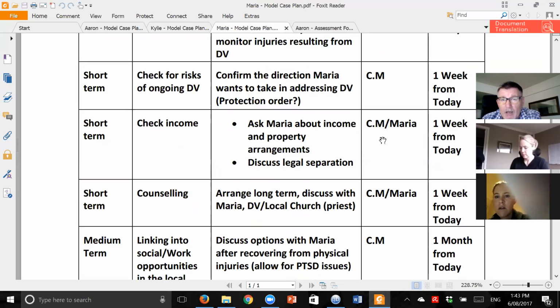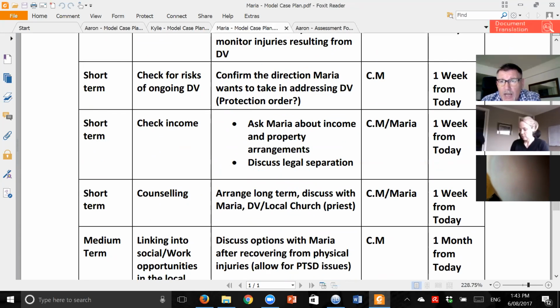We're going to ask her about her income, discuss legal separation of properties and bank accounts and things like that. These are practicalities you need to think about for a person's living situation, how they're going to deal with things. If a parent walks in with children, how are you going to sort out their children? Maria's obviously not, but the children become an extra encumbrance that complicate matters and require specific support needs and support arrangements.